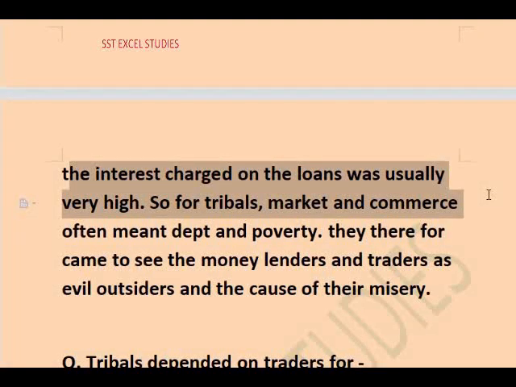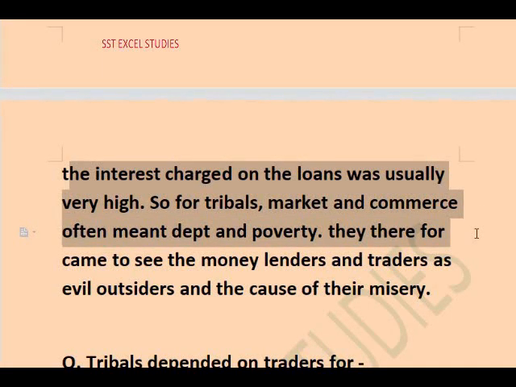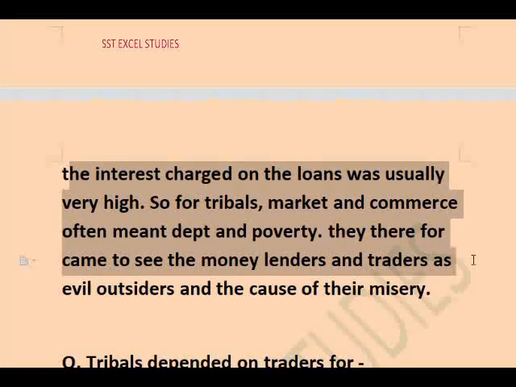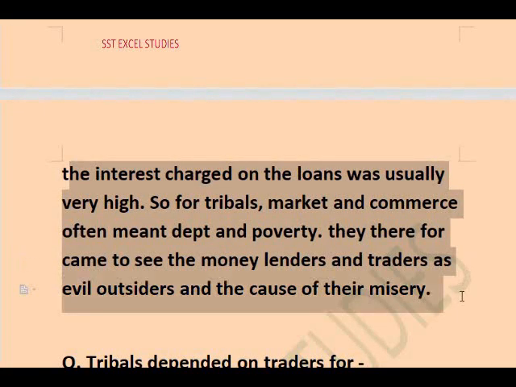There are two things: traders sold their goods at high prices and moneylenders gave loans to the tribals at high interest. So for tribals, market and commerce often meant debt and poverty. They therefore came to see the moneylenders and traders as evil outsiders and the cause of their misery. Clear? Let's discuss question answers based on this passage.